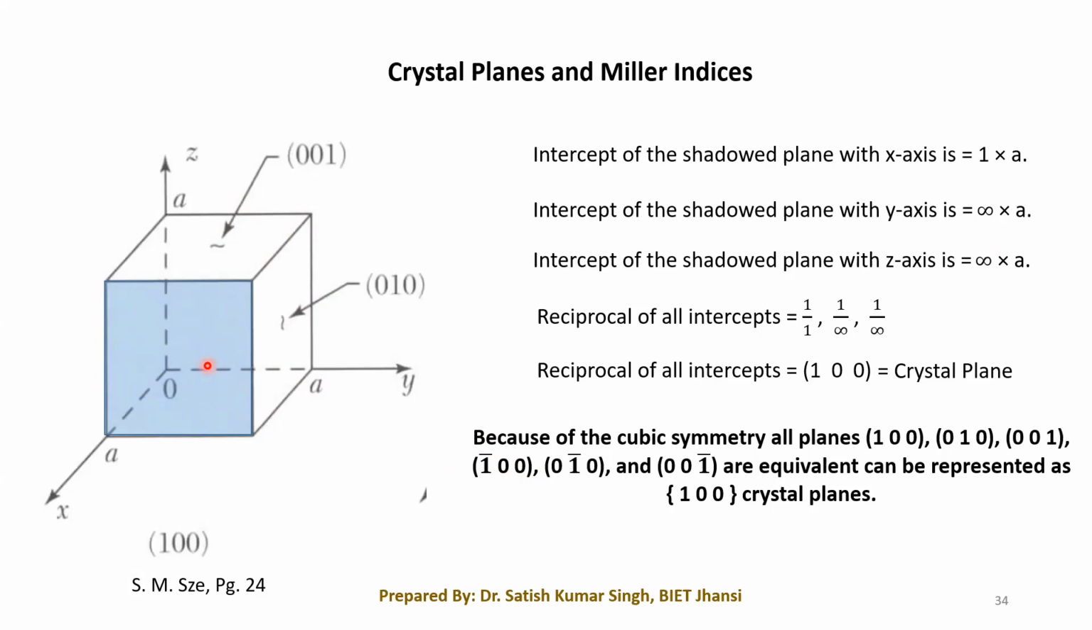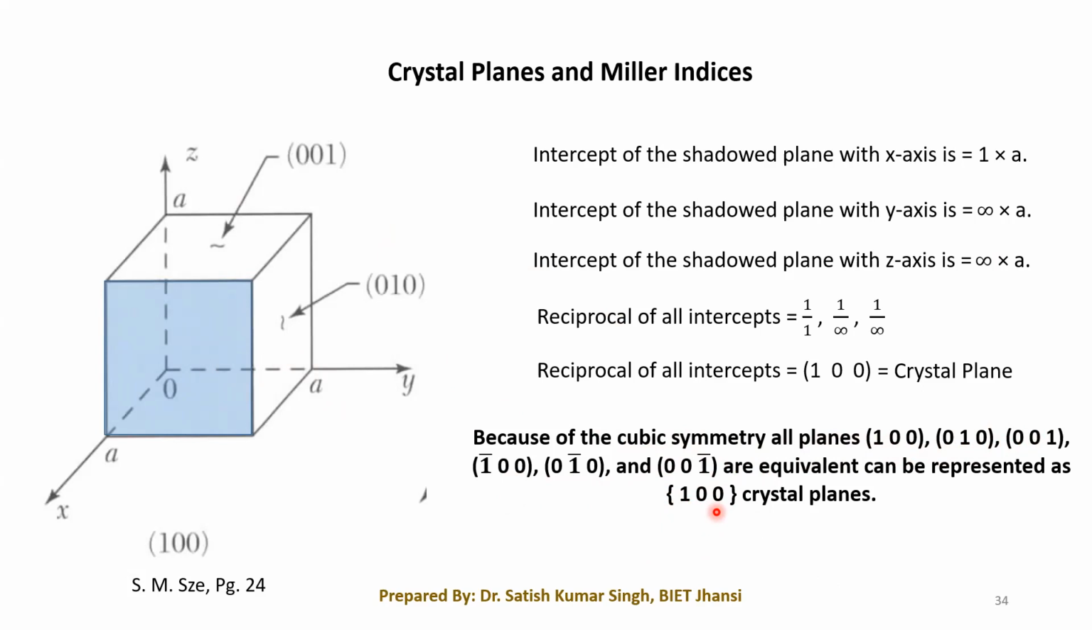And therefore we can give a combined notation. All these different planes, which have different Miller indices, can equivalently be represented by a single notation, which is 100. They can be represented by 100 planes. So altogether, all these different planes can have a single notation, and this will be called the 100 crystal planes, because of the cubic symmetry.